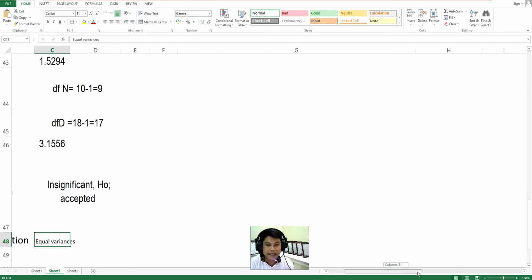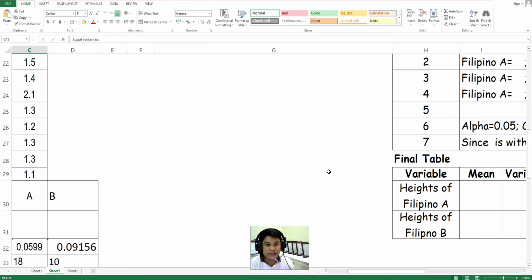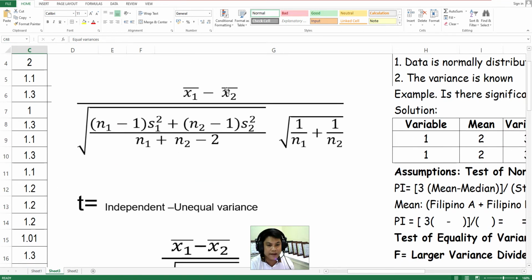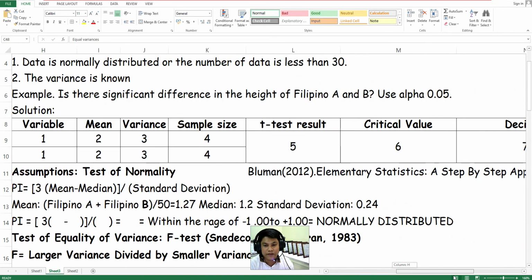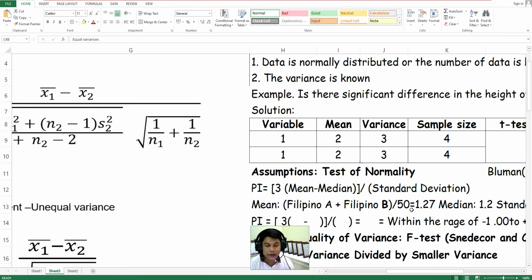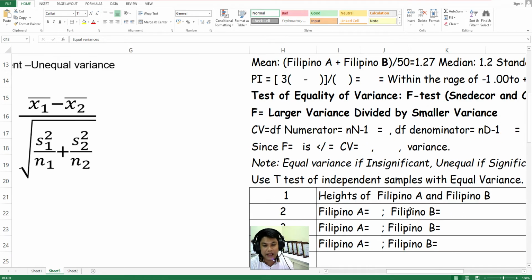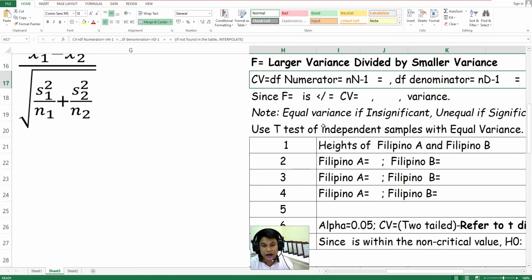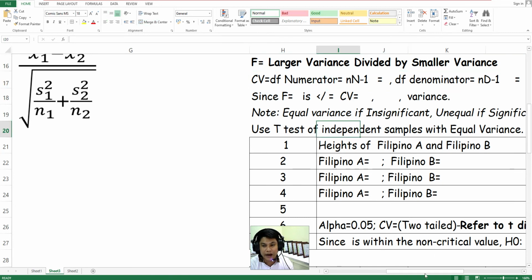Okay, so in this case, we are now free to use the equal variance. So where is the equal variance? This is the equal variance formula. So we will use this t-test equal variance, and then we have to continue now, as expected, in order for us to analyze whether the heights of the students are significantly different from the other. So as we have here, again, we can use now the t-test of independent samples with equal variance.